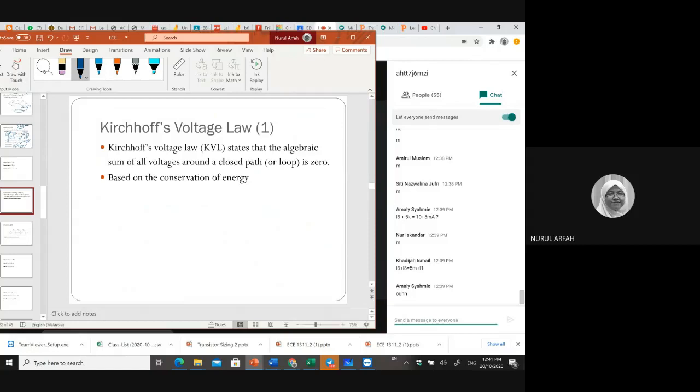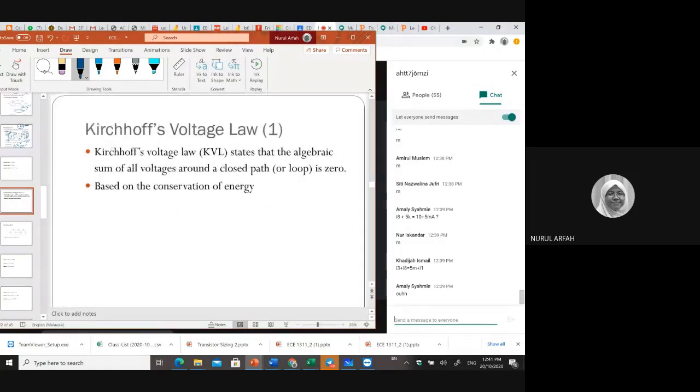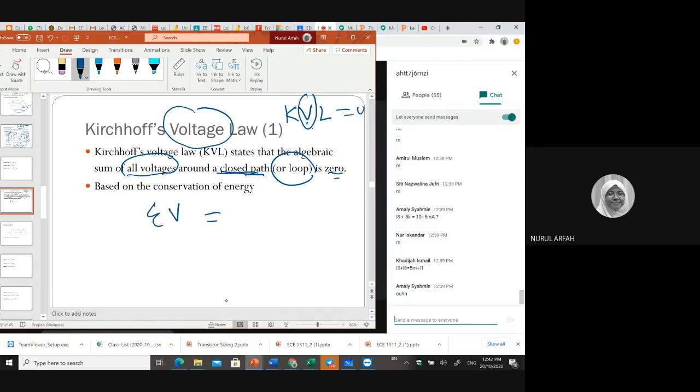Kirchhoff voltage law. It states that the summation of all voltages, okay, the name says KVL. So in the middle, voltage, it should be all voltages. You sum up all voltages around a closed path or a loop, then it should be equal to 0. Summation of voltages in a closed loop equal to 0. Don't forget the closed loop. And this is based on the conservation of energy.